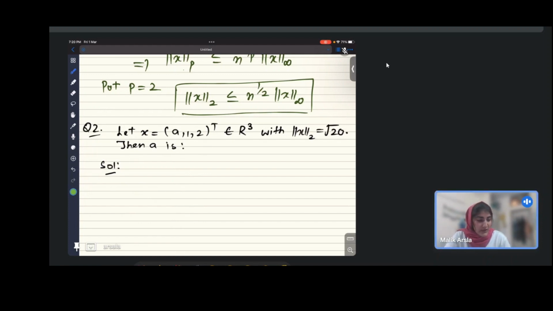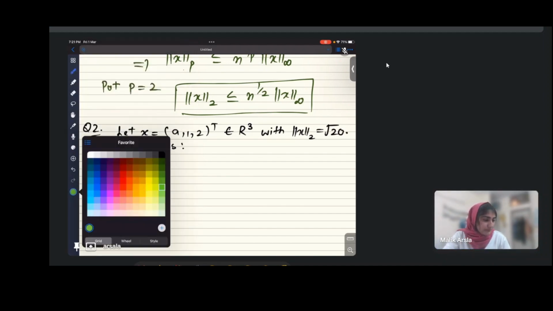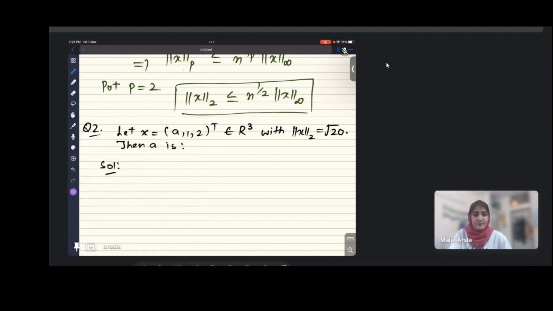What is the value you're getting for a? Root 15, plus or minus root 15. Okay, so this was very simple.